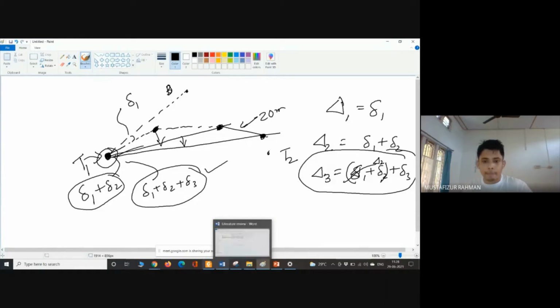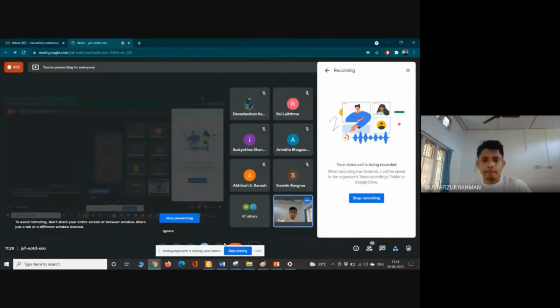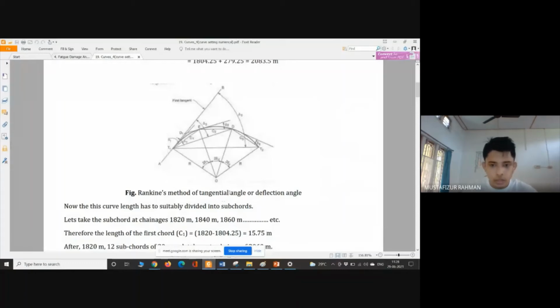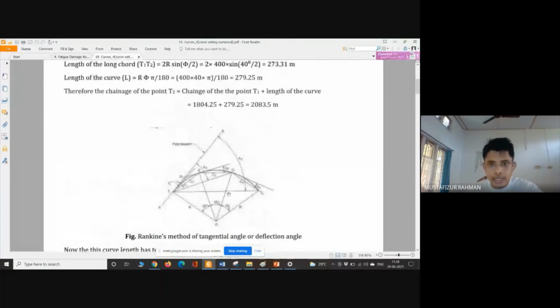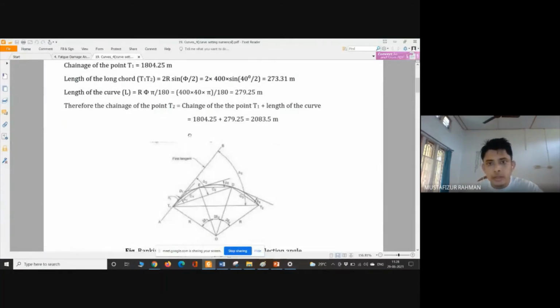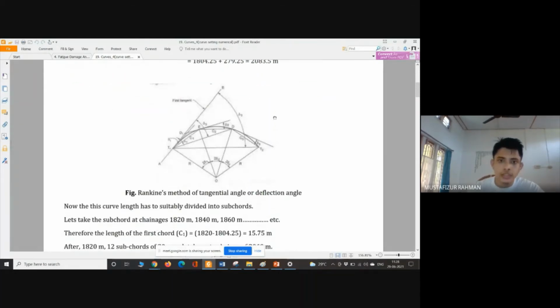Now, what we are doing here, see the chainage. The chainage was from 1804.25 to 2083.5 meters. From this chainage, we have to go to this chainage. This is the T1 point, this is the T2 point. So we want to take the measurement at some suitable values. This is not exactly necessary, but we are doing it.